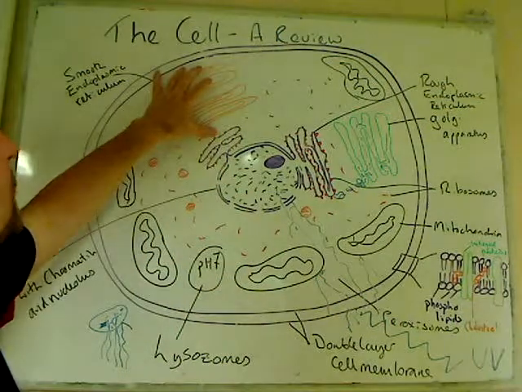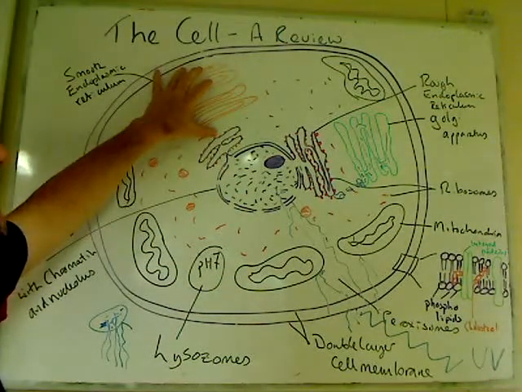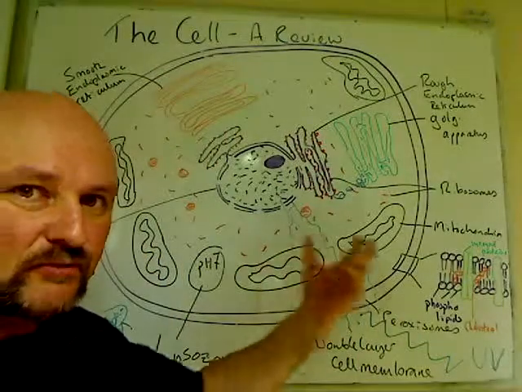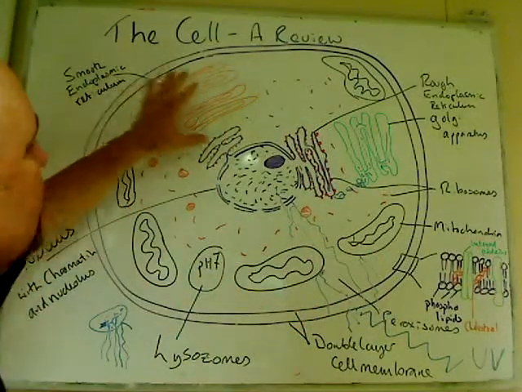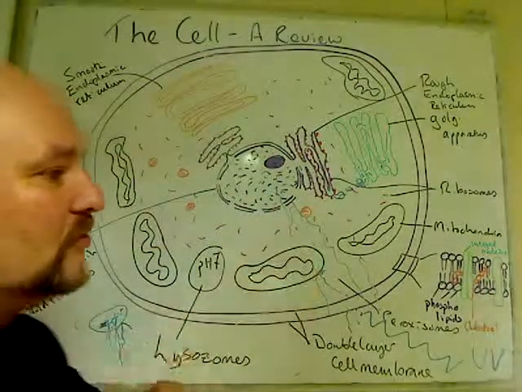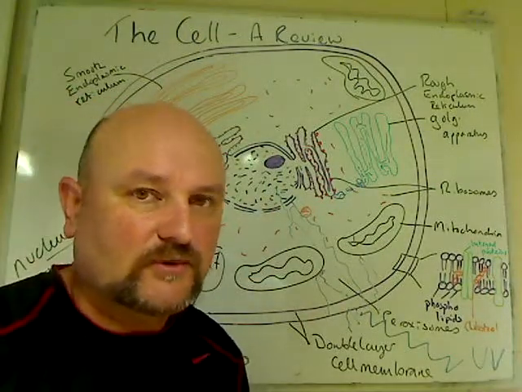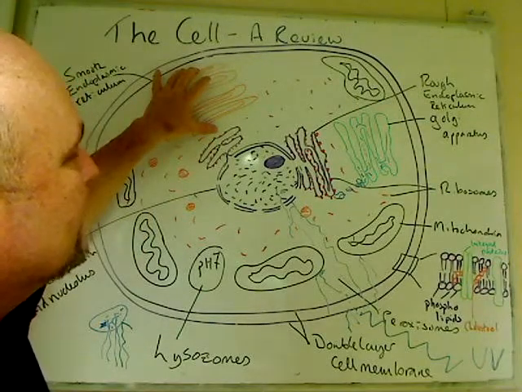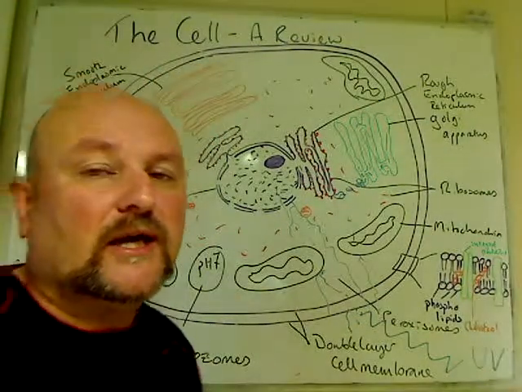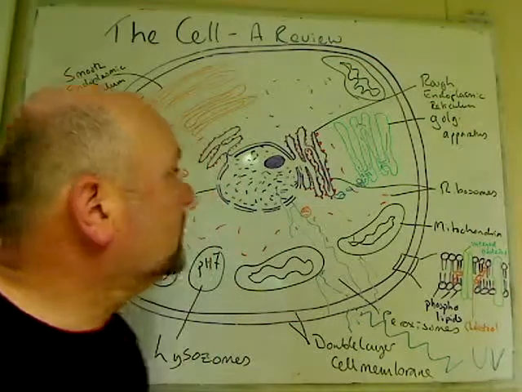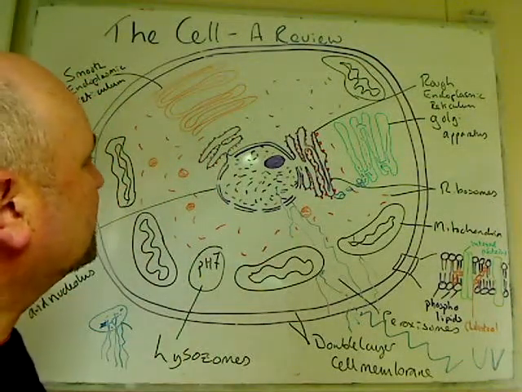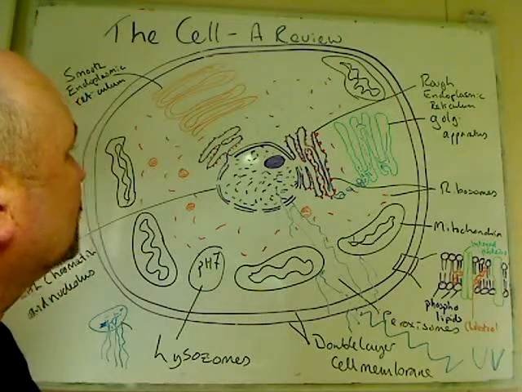Up here we have our smooth endoplasmic reticulum, and endoplasmic just means really within the plasm or cytoplasm. Smooth means there's no ribosomes, therefore protein synthesis is not part of what smooth endoplasmic reticulum does. Instead it works on fat synthesis and detoxification of species that are either produced in the cell or come into the cell and will cause damage.